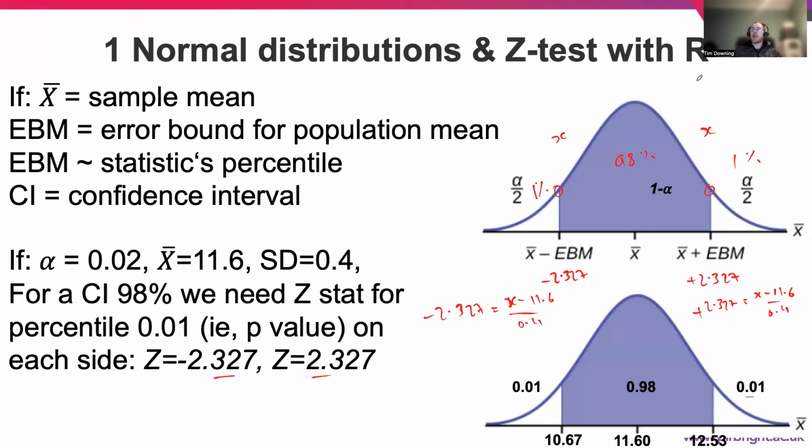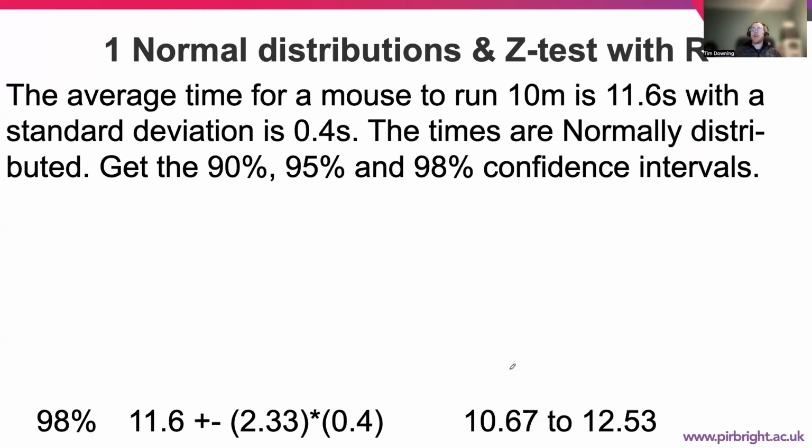In this case, this X corresponds to 12.53 if you work this out. And this one is 10.67, as you can see in the diagram below. This is where they lie for this particular distribution shape. So that's a 98% confidence interval. We can apply the same approach for other confidence intervals, from 95%, 90% to 99%. So if we go back to our mouse running example, if the average time is 11.6 seconds and the standard deviation is 0.4 seconds, we can get the 90%, 95% and 98% confidence intervals using the formula we had before, and that corresponds to the ones down here.